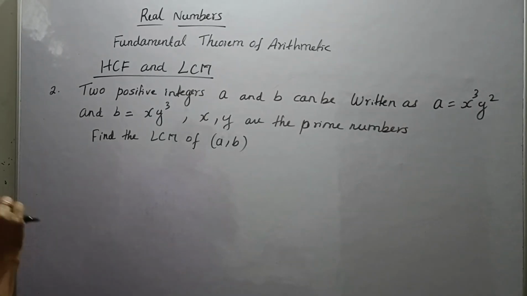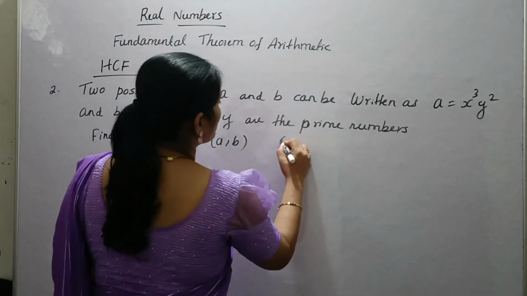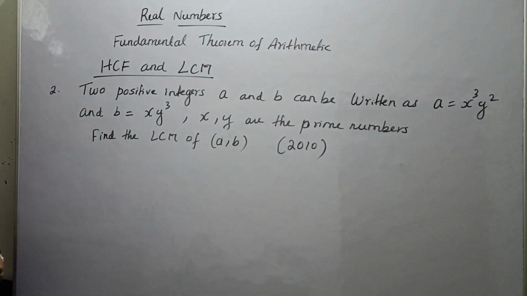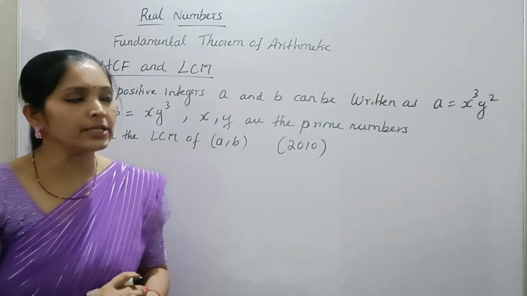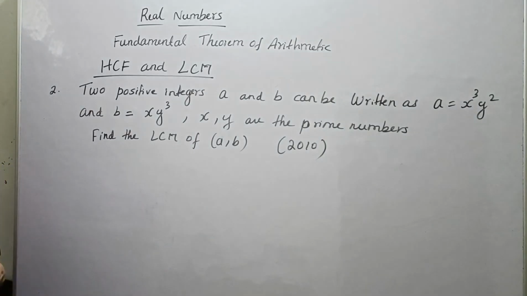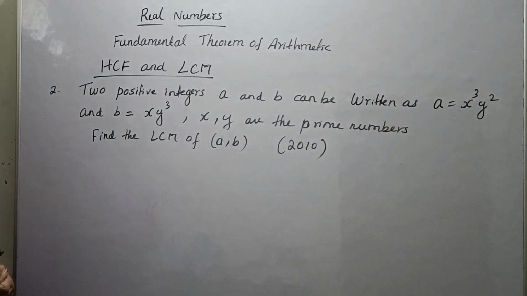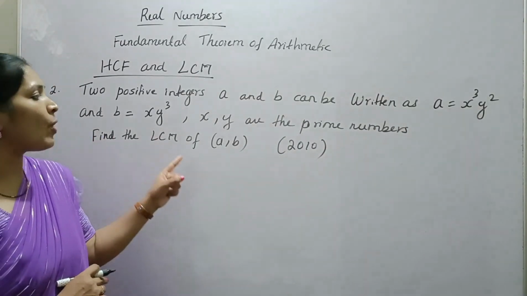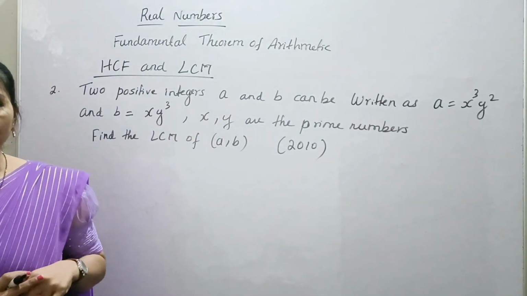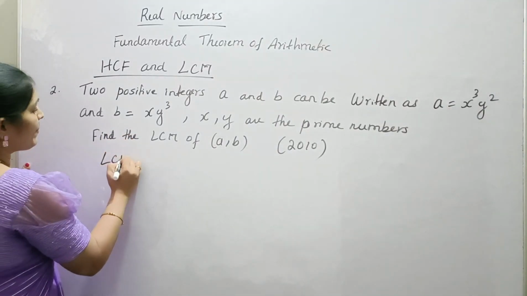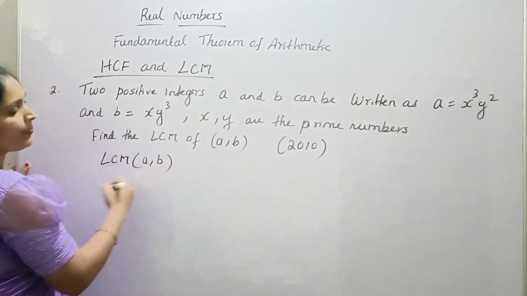Look at the next question, a very important CBSE 2010 question. Two positive integers a and b can be written as a = x cube y square and b = x y cube. x and y are prime numbers. Find the LCM of a and b.